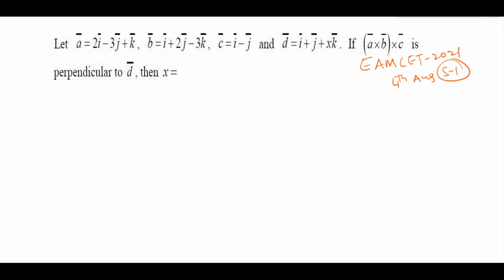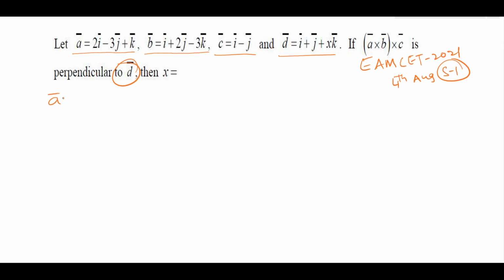Next question. A bar is equal to 2i minus 3j bar plus k bar, and B bar is equal to i plus 2j bar minus 3k bar, and C bar is equal to i bar minus j bar, and D bar is equal to i bar plus j bar plus xk bar. If A bar cross B bar cross C bar is perpendicular to D bar, then x is equal to dash.